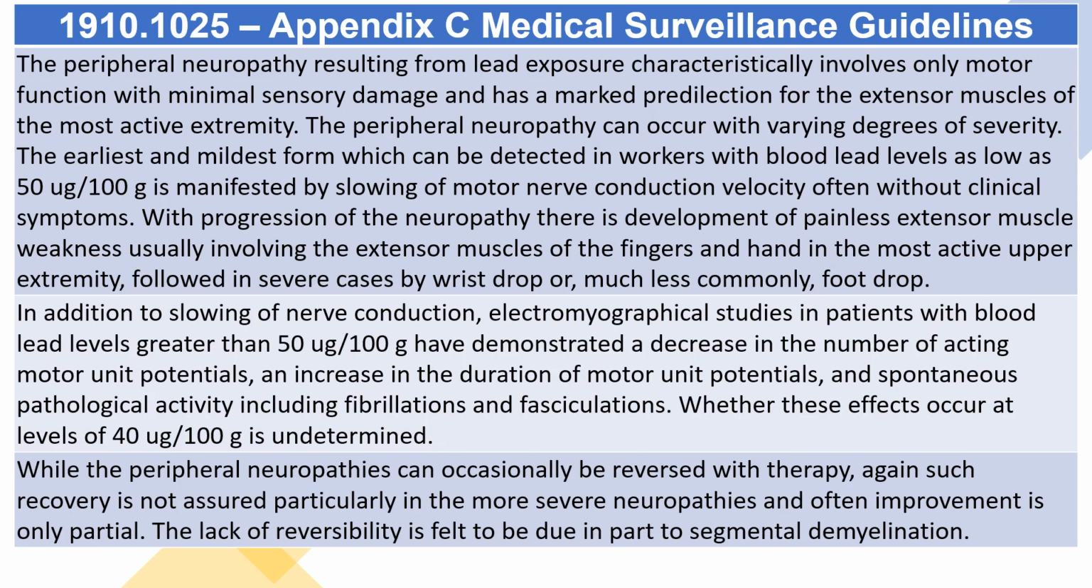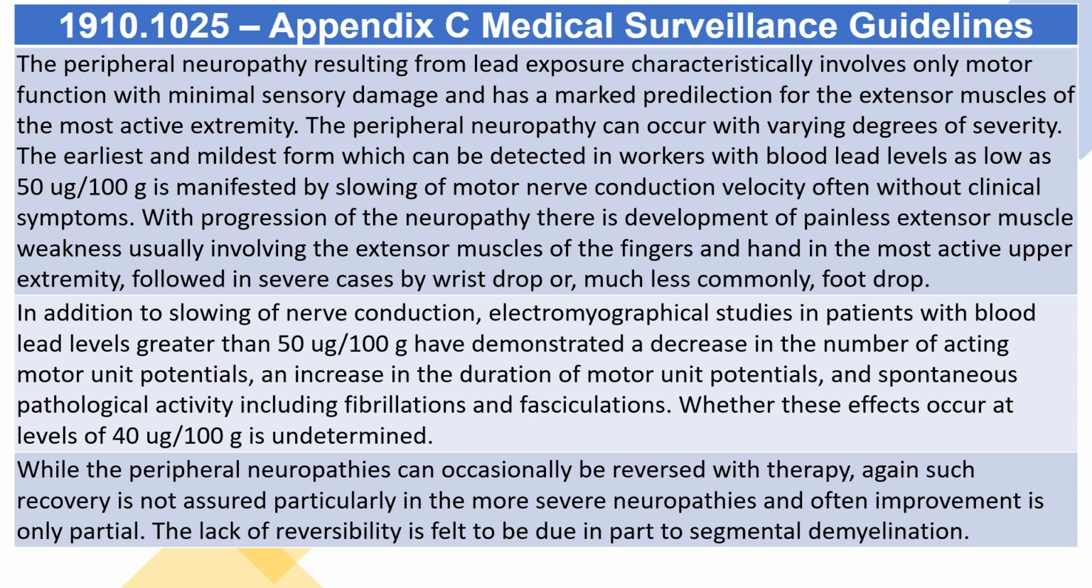The peripheral neuropathy resulting from lead exposure characteristically involves only motor function with minimal sensory damage and has a marked predilection for the extensor muscles of the most active extremity. The peripheral neuropathy can occur with varying degrees of severity. The earliest and mildest form, which can be detected in workers with blood lead levels as low as 50 µg/100 g, is manifested by slowing of motor nerve conduction velocity, often without clinical symptoms. With progression of the neuropathy, there is development of painless extensor muscle weakness, usually involving the extensor muscles of the fingers and hand in the most active upper extremity, followed in severe cases by wrist drop or, much less commonly, foot drop.